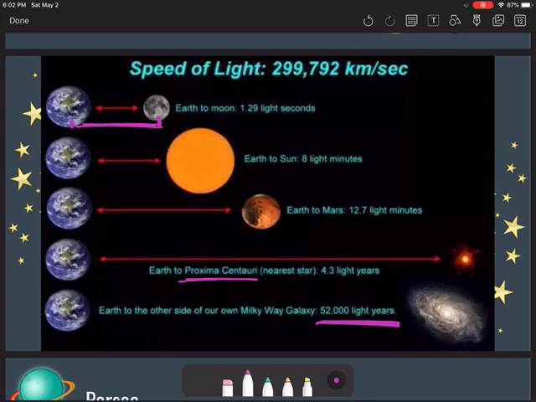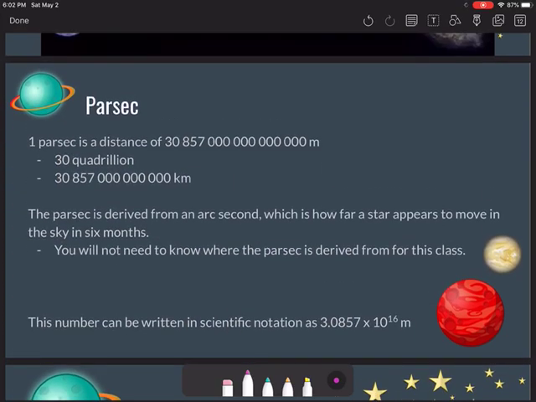Now, the last unit that we're going to be talking about is the parsec. Okay? So a parsec is a distance of 30 quadrillion 857 trillion meters, which is, again, a huge distance. The reason that we use a parsec, it's derived from something called an arc second, which is actually how far stars appear to move in the sky over a period of 6 months. Okay, so that is how that unit was derived.